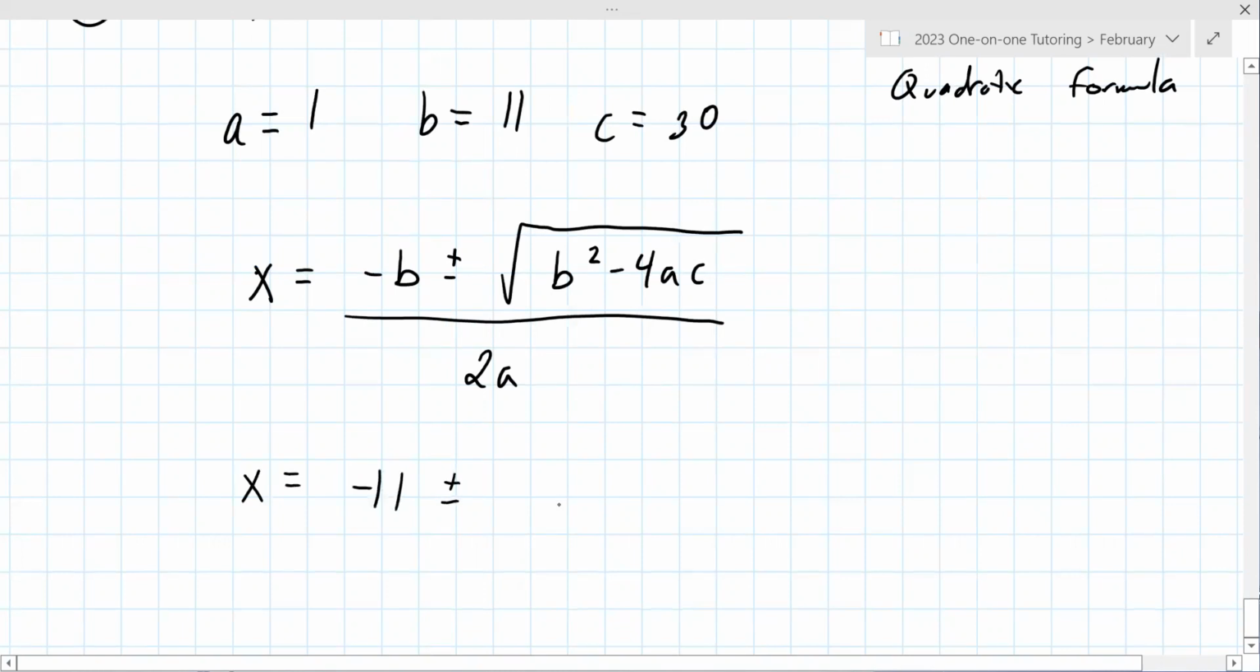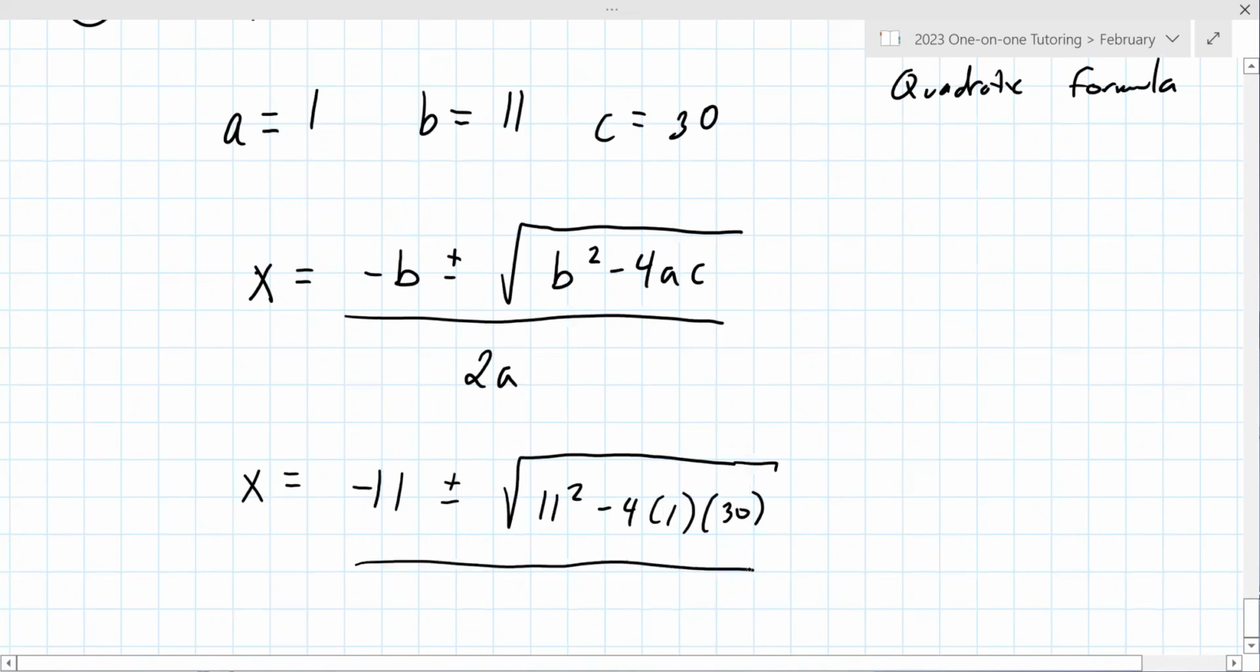-11 plus or minus the square root of 11 squared minus 4 times 1 times 30, all over 2 times 1. So first thing you do is substitute all the numbers into the formula. Then you have to do this part under the root. Okay, so let's focus on that part under the root.